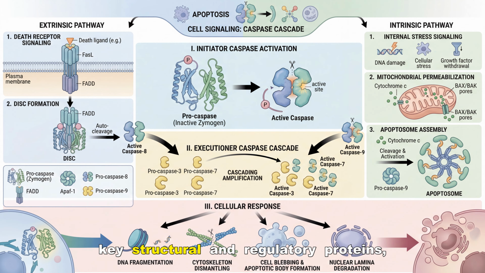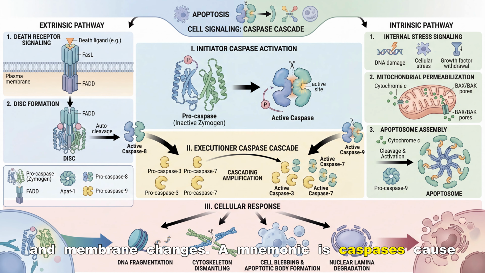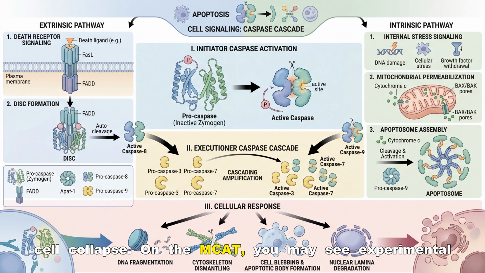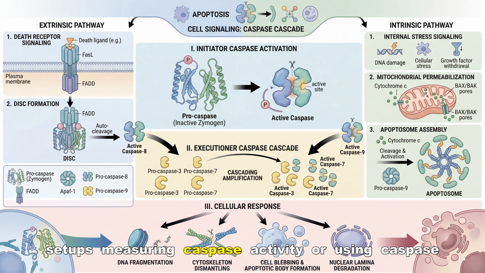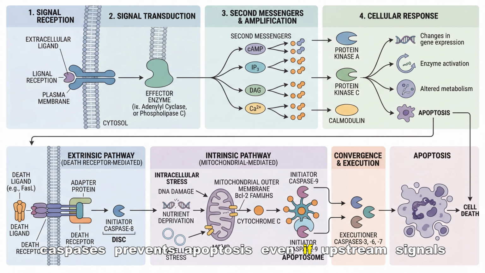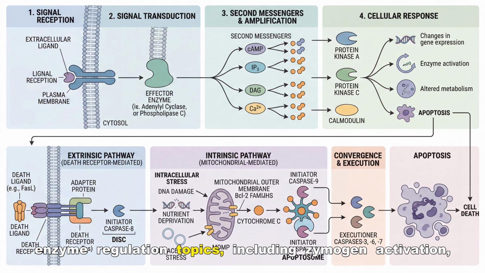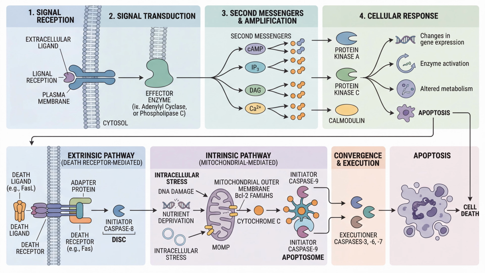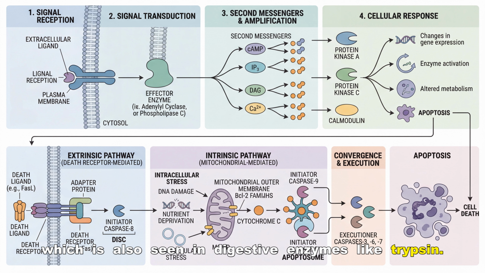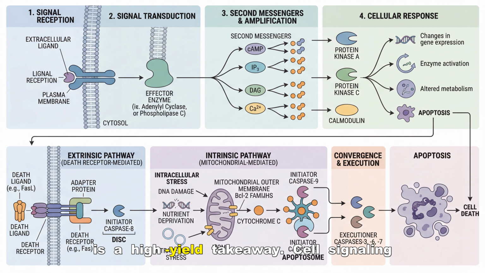Caspases target key structural and regulatory proteins, leading to DNA fragmentation, cytoskeletal breakdown, and membrane changes. A mnemonic is Caspases cause cell collapse. On the MCAT, you may see experimental setups measuring caspase activity or using caspase inhibitors to block apoptosis. You should understand that blocking Caspases prevents apoptosis even if upstream signals are present. This concept also ties into broader enzyme regulation topics, including zymogen activation, which is also seen in digestive enzymes like trypsin. Recognizing Caspases as the point of no return in apoptosis is a high-yield takeaway.